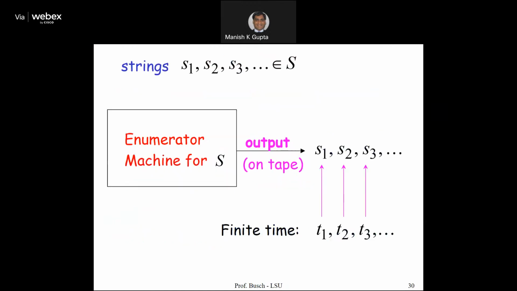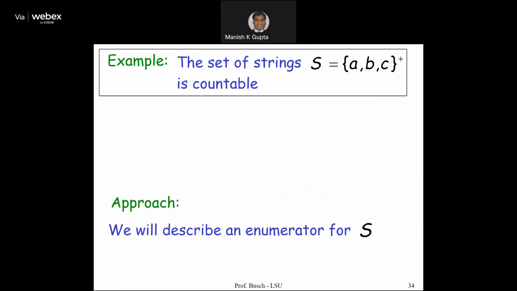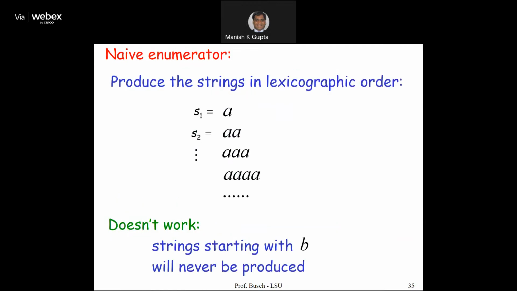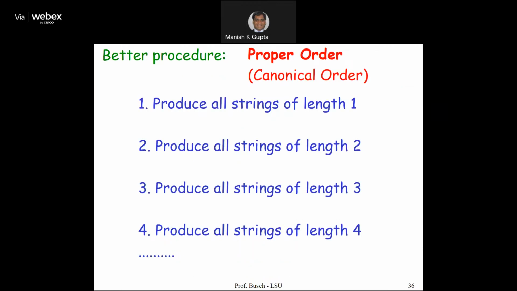So let me show you. This set of strings, sigma plus, is countable. We'll describe an enumerator for S, meaning something which can enumerate. Proceeding through the strings in lexicographic order is not going to work, but length will. Produce all strings of length 1, then all strings of length 2, then length 3, and so on. So length is a sort of mapping to the natural numbers.